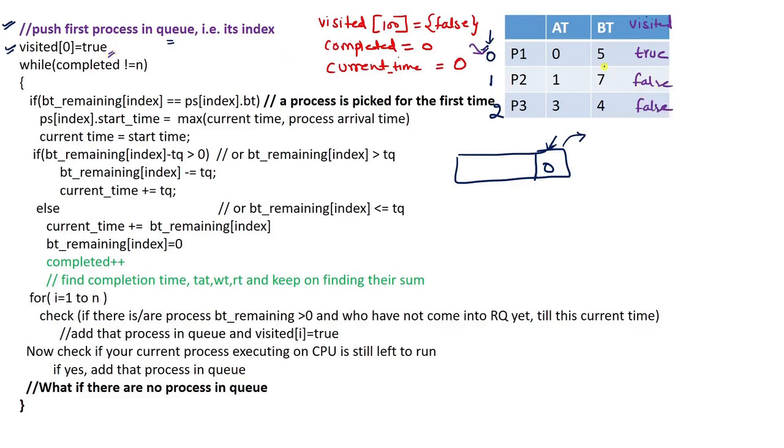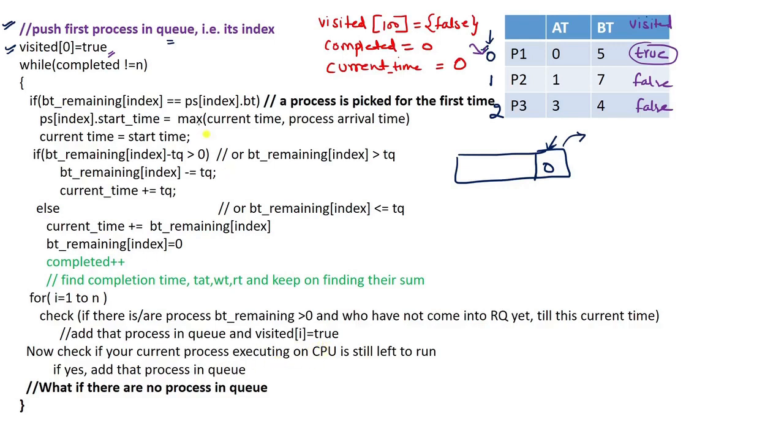By this line, this 0th process, this particular row or column box, is made true because it has been put inside the ready queue now. Okay, now we'll start with the processing. For the first process we are changing the visited here, but for the rest of the processes we will be changing the visited inside this algorithm or inside this code. Here you can see I have changed the visited array also for the other processes.